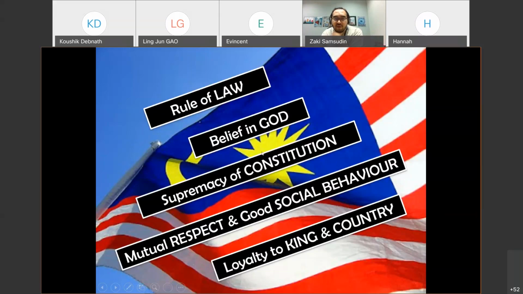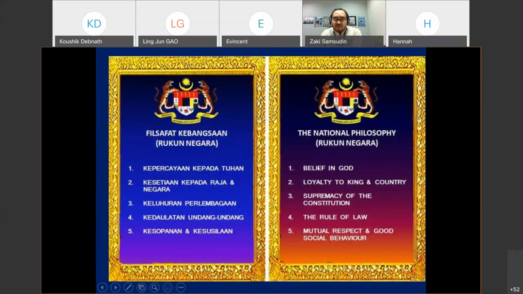So it basically comes back to number 1 is belief in God. Number 2 is loyalty to king and country. Number 3 is supremacy of the constitution. Why is the constitution above law? Because you need to have the constitution first before you can have the rule of law. Understand again, the constitution refers to the supreme legal document for any country or any organization for that matter. So when the constitution is acknowledged as the supreme document for legal reference, then you can have law or the rule of law enforced based on the constitution, right? So it's king, constitution, law, and finally mutual respect and good social behavior. This is the national philosophy, number 1 until 5, and this is what you have in the Malay language.